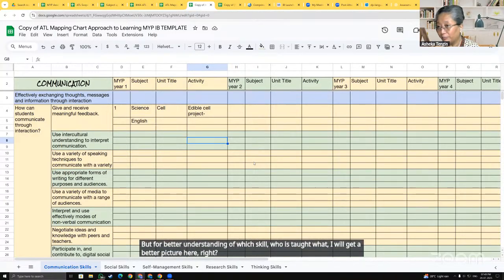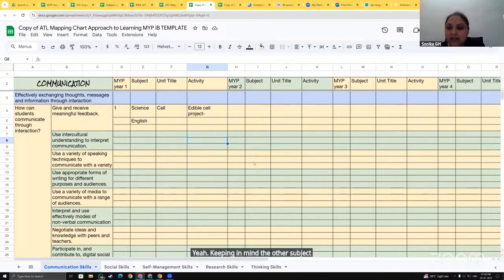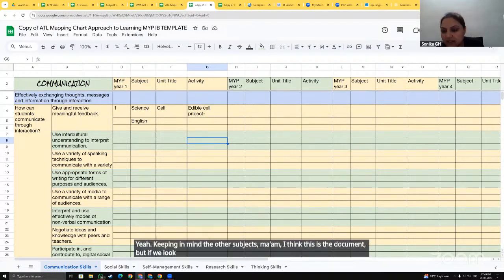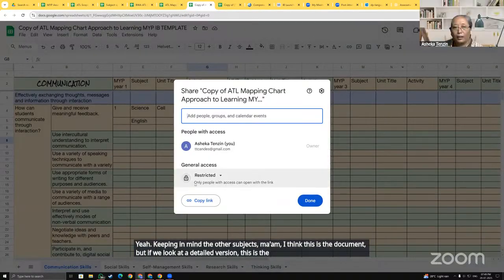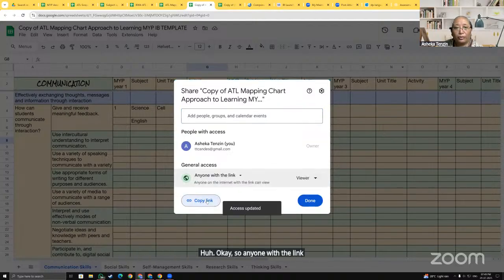And even the other subjects will know what activity has happened and what strategy the teacher has used, and keeping that in mind, maybe we can use the same strategies in other subjects. Ma'am, I think this is the document, but if we look at a detailed version, this is the one you're presenting now. Okay, anyone with the link, I'm sending you this also, copy link.